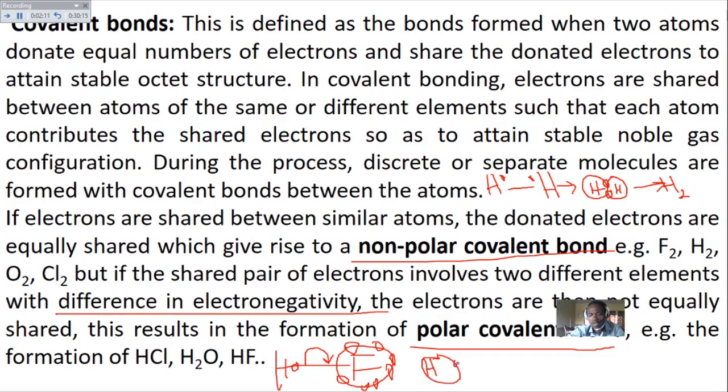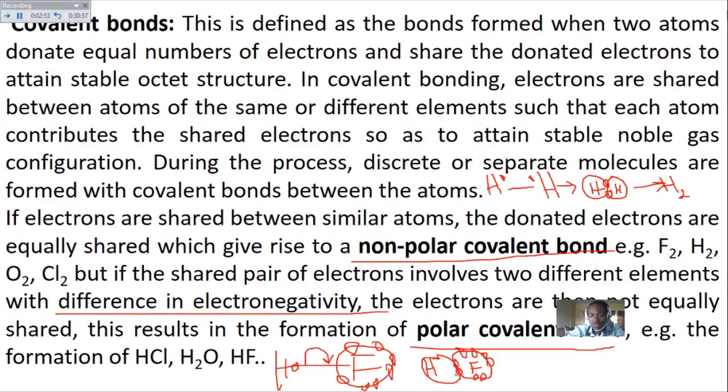Then you have something like this. Look at this. This is fluorine. Somebody might ask me that hydrogen should have transferred its own electron to fluorine. If it transferred, there's no way hydrogen can become complete; it would become empty, and you cannot have an empty shell. Therefore, we need to share the electrons with fluorine. Now, it has shared the electron.